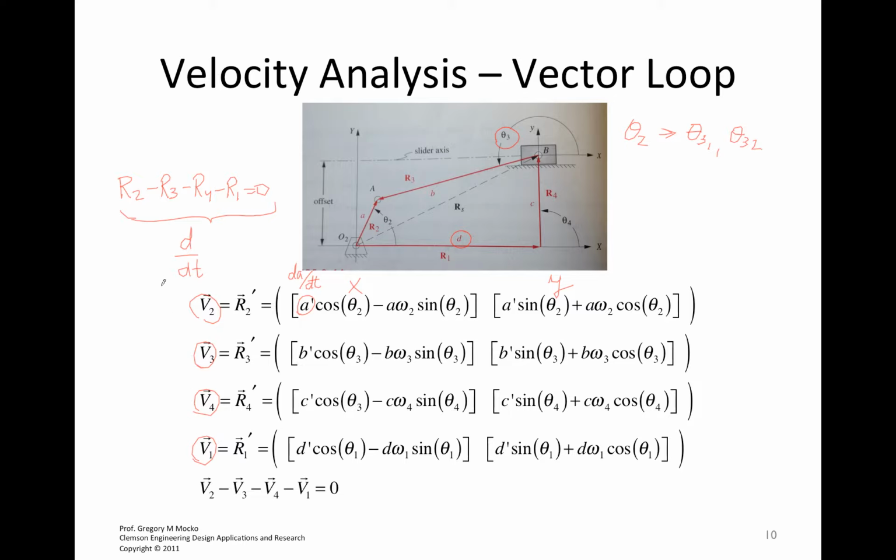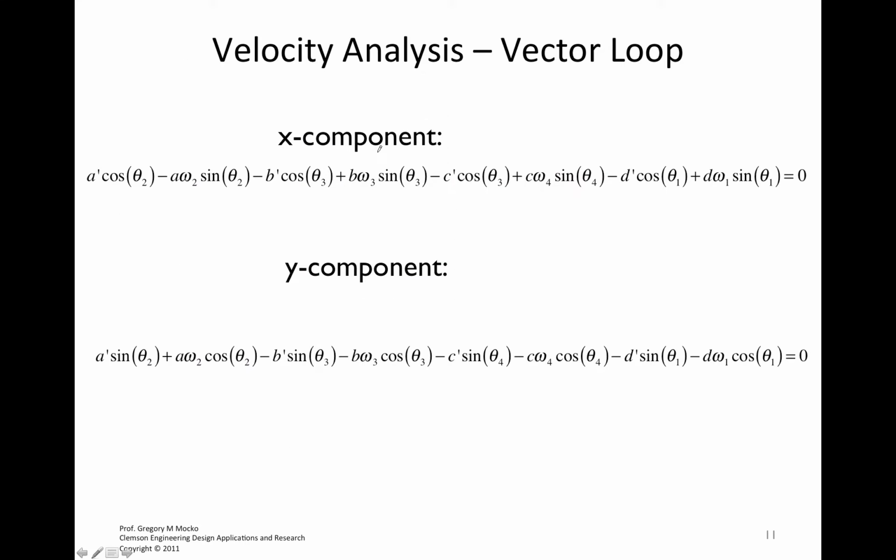We take the derivative of this expression. What we end up with is this expression for velocity. So here's our velocity vector loop equation. So we have x components for each vector and y components for each vector. What we'll do is collect those x components and collect the y components. And here's what we have for an expression. So just to pull this out, this is vector 2, vector 3, vector 4, vector 1, for each component.